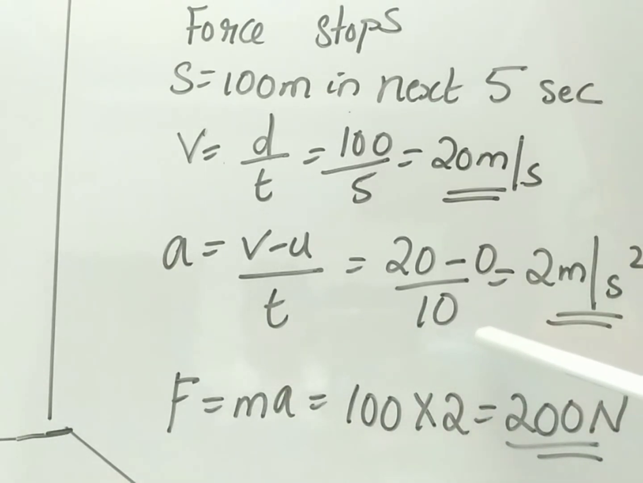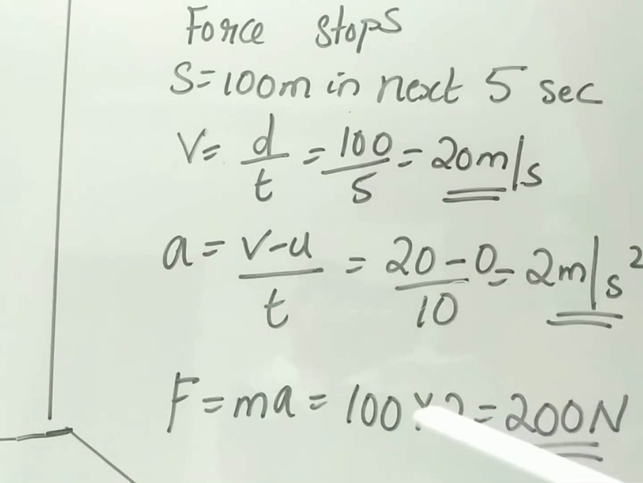Because acceleration happens when a force is applied. When the force stops, we will not consider acceleration. So in the first case, time is 10 seconds. So V minus U by time. 20 minus 0 is 20, by 10. You will get 2 meter per second square.